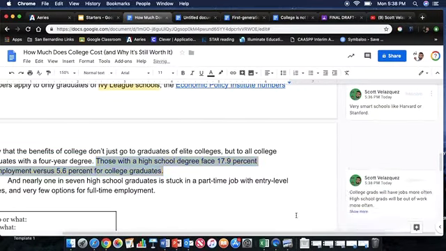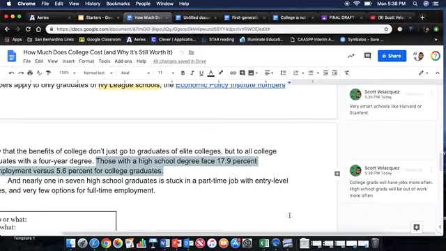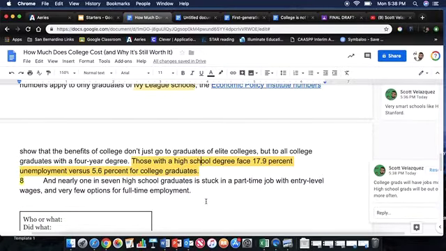And that's a big deal, right? Because if you can't find a job, you're not making money. So people with college degrees, it's almost 1/3, right? 5.6% versus almost 20%. So that's a lot of people who don't have a job because they only have a high school degree. Okay, so people in college are more likely to find jobs.